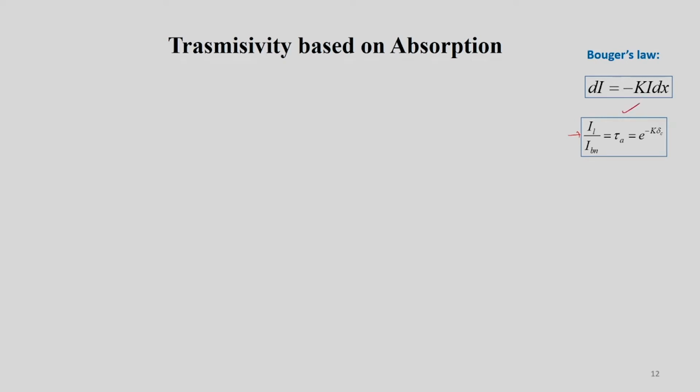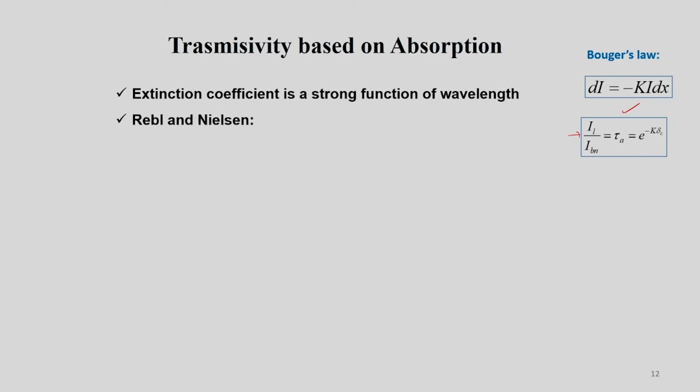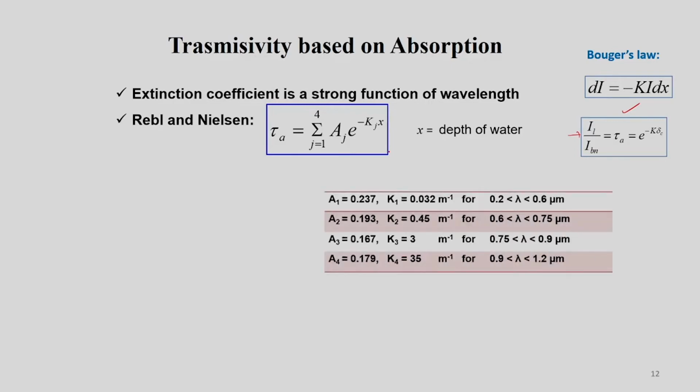But this cannot be used directly here because this extinction coefficient k is a strong function of wavelength. So wavelength has been considered by authors like Nelson and Rebel, and they found these kinds of correlations. Tau A is equal to e to the power of minus k_j into x, where x is nothing but the depth of the water, and these values at different conditions were calculated. These are the fitting coefficients, and A1 is valid for this range of wavelength, and A2 is valid for this range of wavelength. Similarly, A3 and A4 are valid for a range of wavelength.